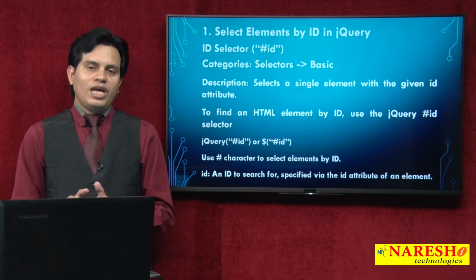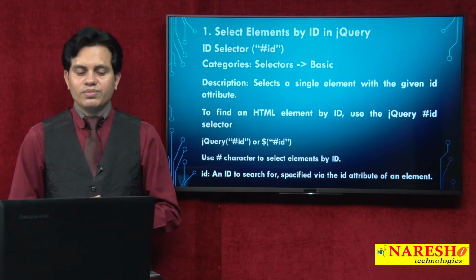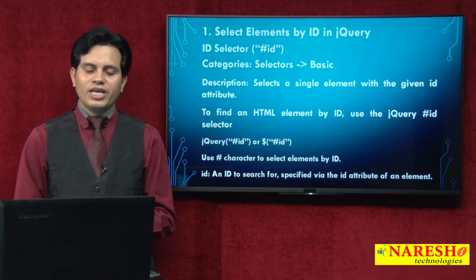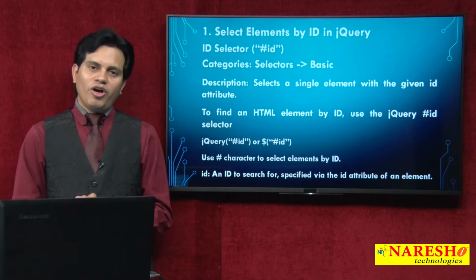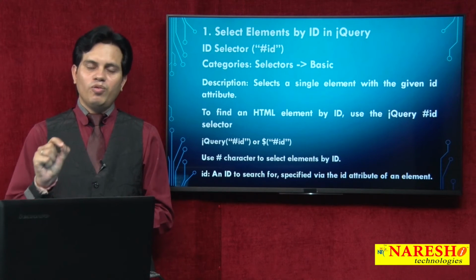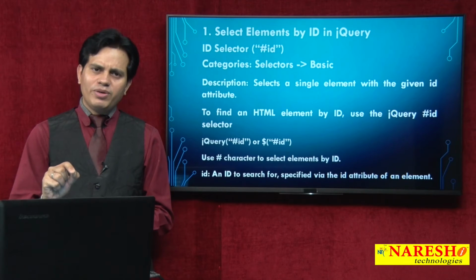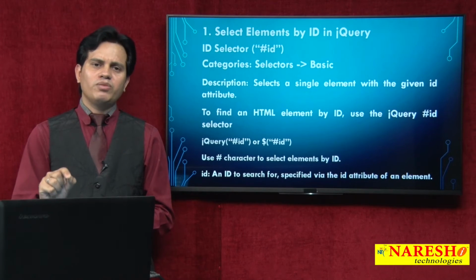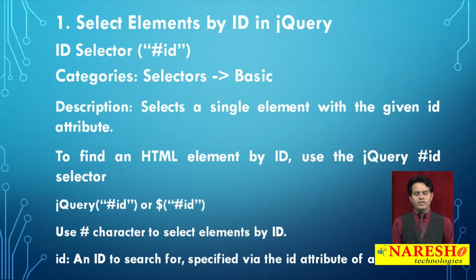So the first one, select element by ID in jQuery, nothing but using the ID selector, that we use $ of hash ID attribute value. Whenever you want to select a single element, any element, by using its ID attribute value, it must start with the hash. So which selectors category is this? Basic selector category. So the ID selector comes under the basic selector category. It is used to select a single element with the given ID attribute value.